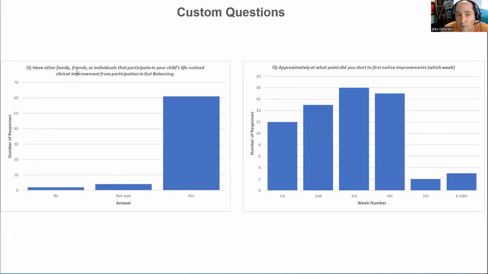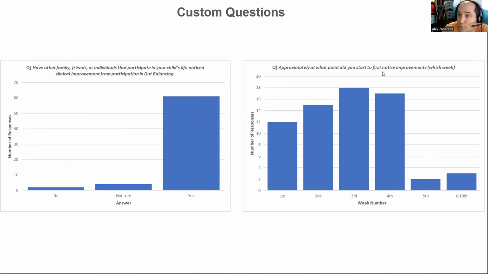Have other family, friends, or individuals that participate in your child's life noticed clinical improvement from participating in gut balancing? So 60, I think it's 61 or 62 of the 67 responded yes. It's a very high fraction. This isn't 60%, it's the number of responses here. Remembering that we only had 67 responses in total.